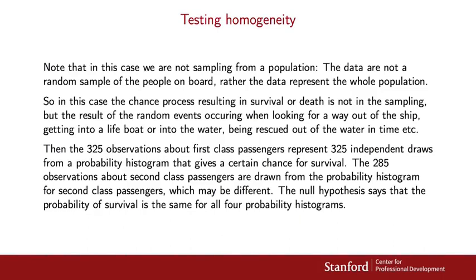So we can think about the 325 observations on first-class passengers as 325 independent draws from a probability histogram that gives a certain chance for survival. Likewise, the 285 observations about second-class passengers are drawn from a probability histogram for second-class passengers, which may be different. Now, the null hypothesis says that the probability of survival is the same for all four probability histograms. And that's the null hypothesis we are going to test.